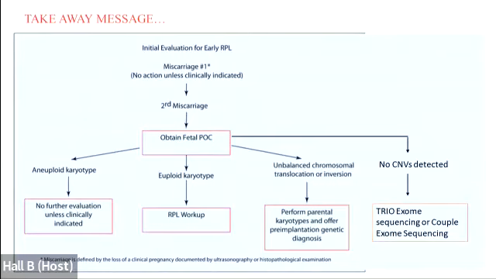if it is the first miscarriage, no action can be taken. But after the second miscarriage, we should definitely examine the fetal POC samples. If the karyotype shows aneuploidy, no further evaluation is required. But if the karyotype shows euploidy, then the RPL workup needs to be done. In case of unbalanced chromosomal translocation, the parental karyotype should be performed, and it will offer preimplantation genetic diagnosis to the patients. In the last case, if no CNVs are detected, then we should definitely move forward to advanced techniques, which include exome sequencing, including both the parents and the fetal sample, and couple exome sequencing.